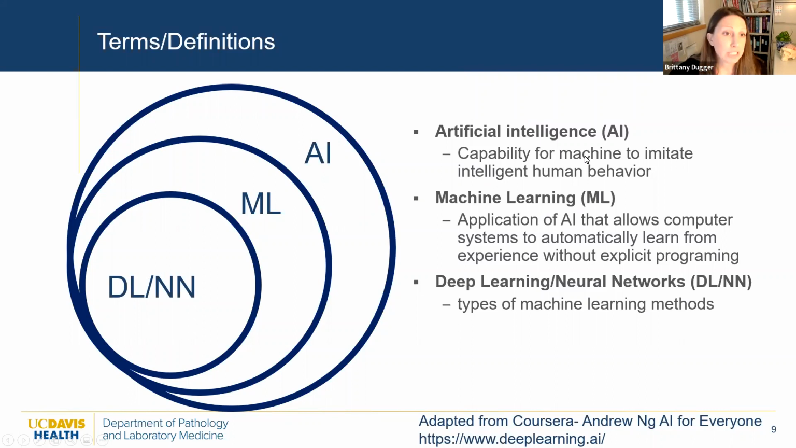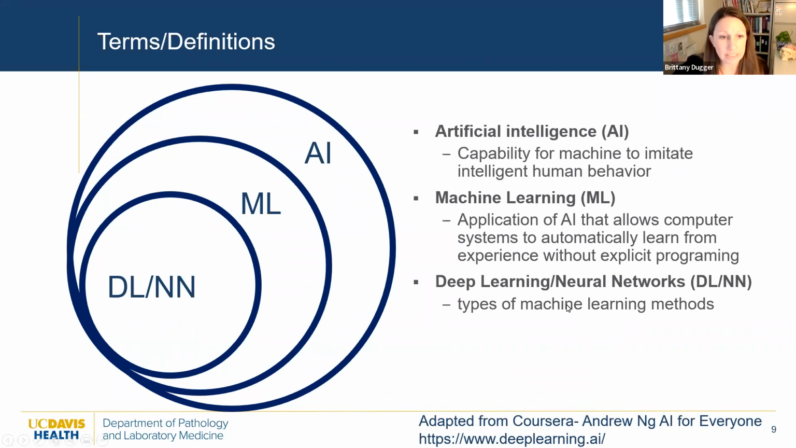With artificial intelligence, the definition is basically the capability for machines to imitate intelligent human behavior. So when people put out papers and use the term AI, it technically probably isn't AI, even though it's a very sexy term, if I may say that on a lovely Monday morning. What they're really probably using is machine learning, which is the application of AI that allows computer systems to automatically learn from experience without explicit programming. That's the difference between those terms.